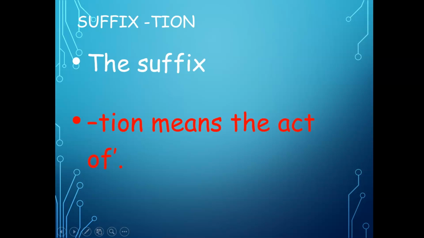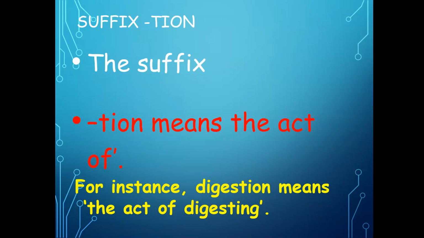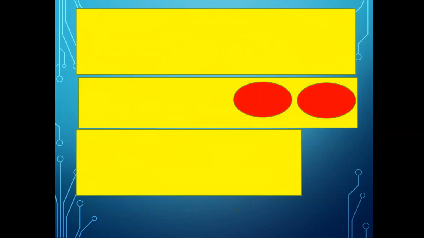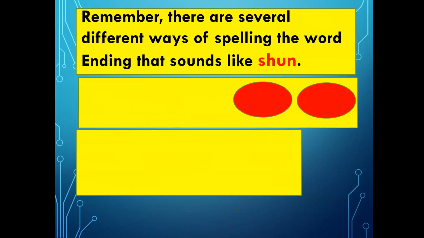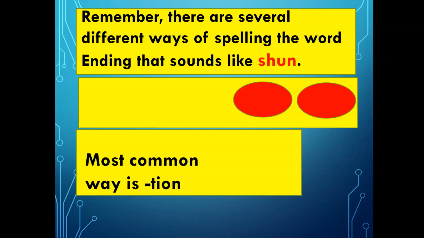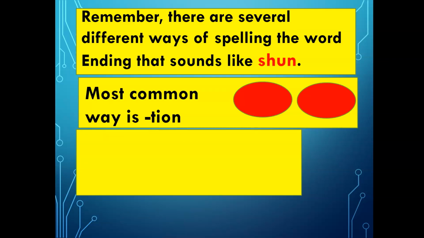The suffix tion means the act of. For instance, digestion means the act of digesting. Remember, there are several different ways of spelling words, especially the ones which have an ending like shun. The most common way is tion, shun as in tion. We use it if the root word ends in T or TE.